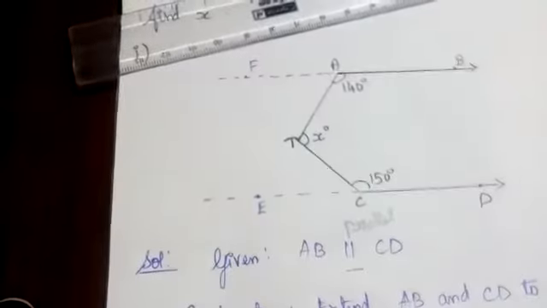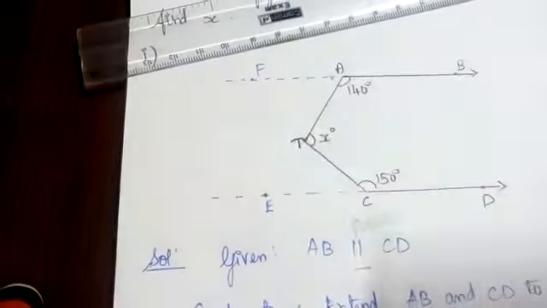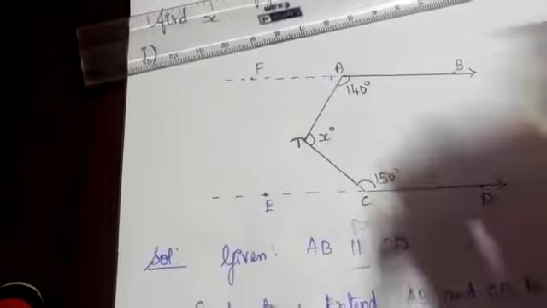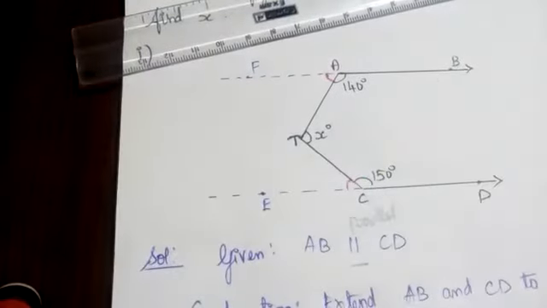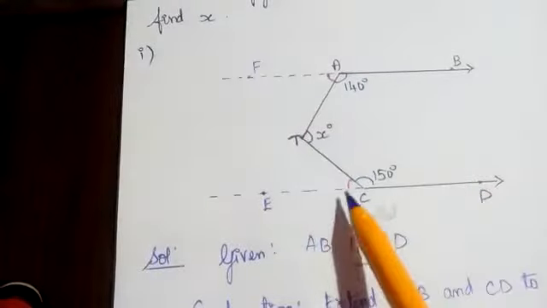Next, after extending, two new angles are formed. Am I right, children? Here one angle is formed. The new angle which is formed, I will mark it with a red ink. For your understanding, here one new angle is formed and here one new angle is formed. We have to find the value of that. How are we going to find the value of that? So first take this.